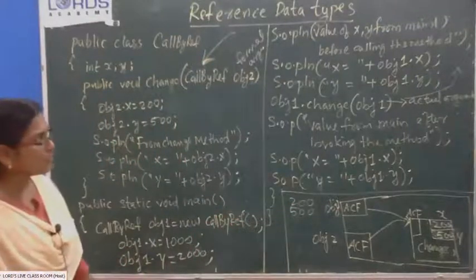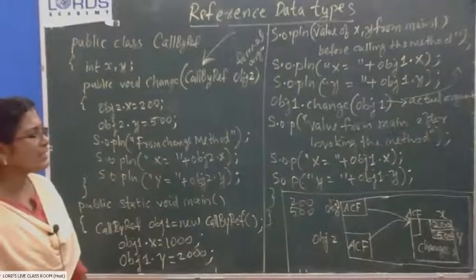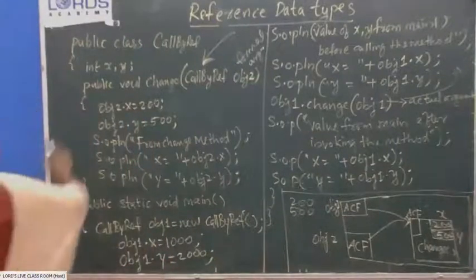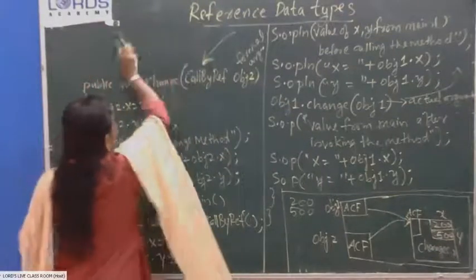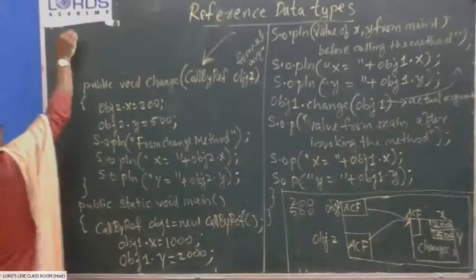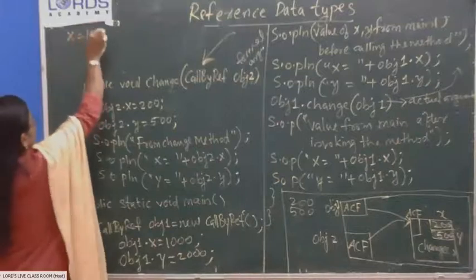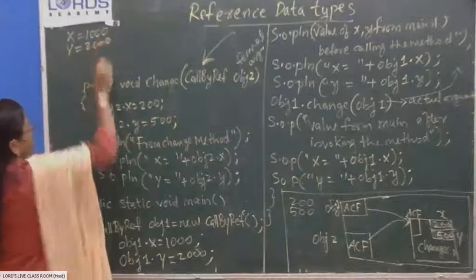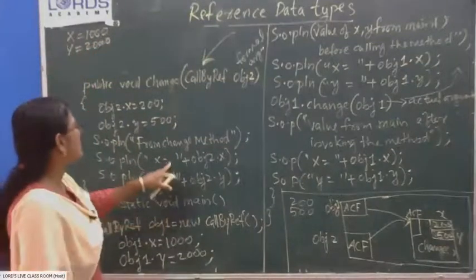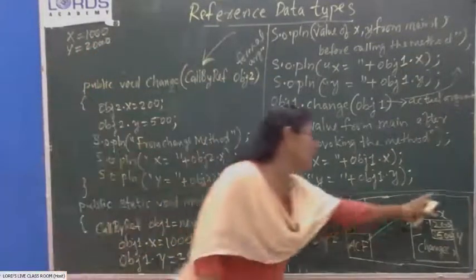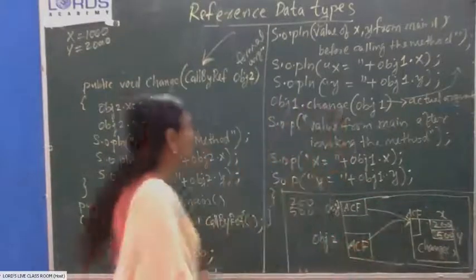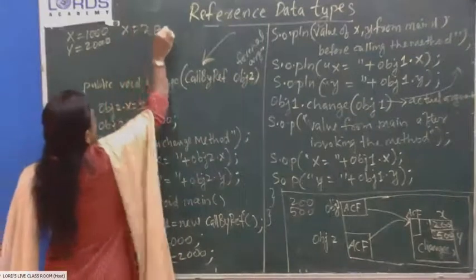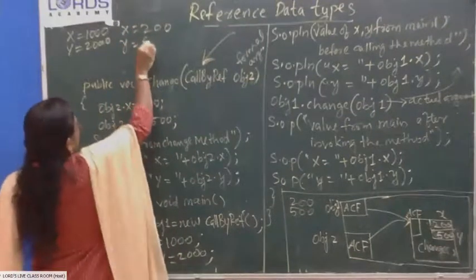Earlier what was the output printed? 1000 and 2000. Value of x was 1000, value of y was 2000. So here I am just erasing upper part. Value of x printed from main was 1000 and value of y printed from main was 2000. Now from change method, when we print, change method made some changes in the same object. Value of x from change method is 200, y is 500.